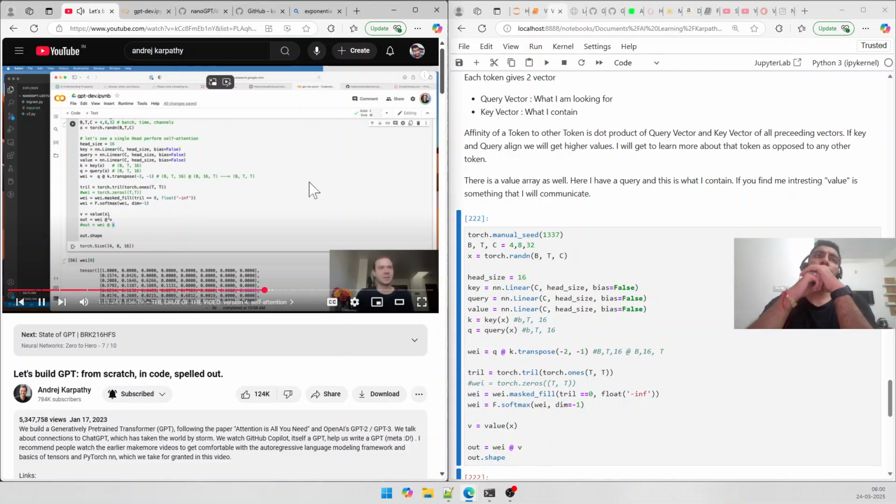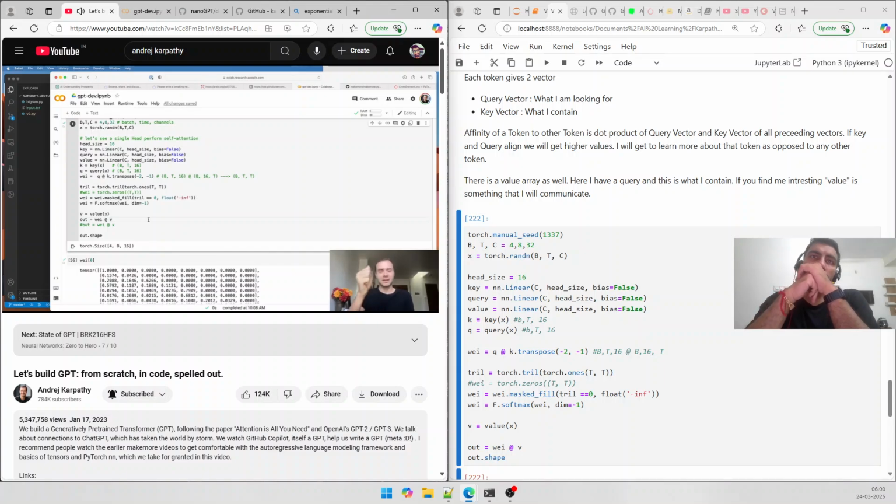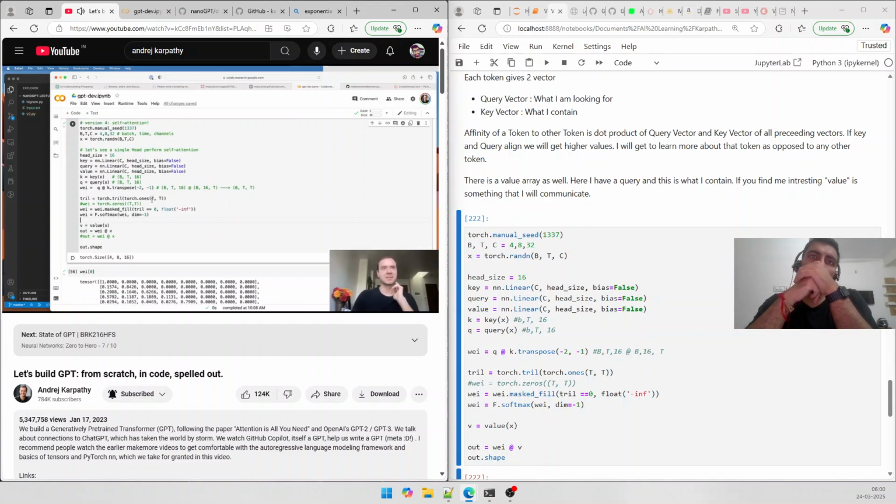head between the different nodes. And that's basically the self-attention mechanism. This is what it does.